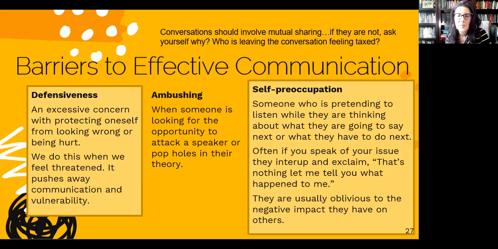Okay, self-preoccupation. This is when someone's pretending to listen to you. They're pretending to be interested, but all they really want to do is have an opportunity to tell their story. So they might ask you about your new car, but all they really want to do is talk to you about their new car, something like that.